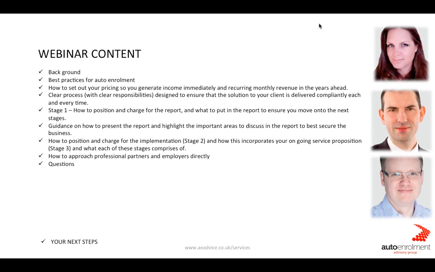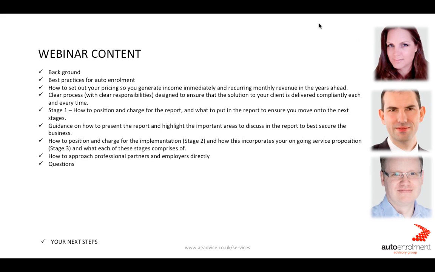Then I'm going to talk about how we position our proposition and how we talk about what we do. And what I want to do is just split that into 3 stages. So stage 1 is the report. Before we engage with the client, we produce a report. Stage 2 is implementation. So putting everything in place to get that client, that employer over staging date. And then stage 3 is ongoing. So what do we do to make sure that client's looked after on an ongoing basis?